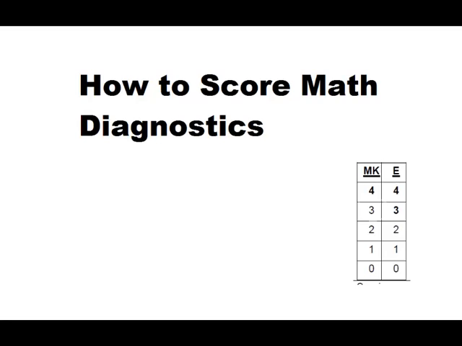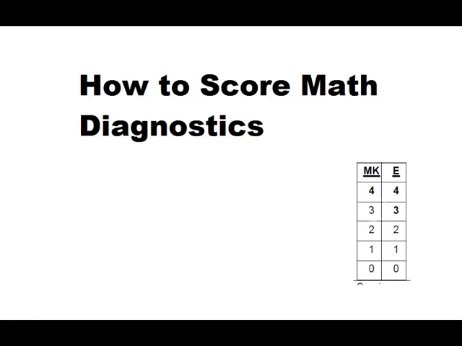Hi core members, this is a short screencast designed to give you some further information about how to score your math diagnostics if you're using ISATs focused on grades 2 through 4 standards. So the first thing that you need is the rubric that is going to help explain MK for making knowledge and E for explanation. And you can find this in your handouts.